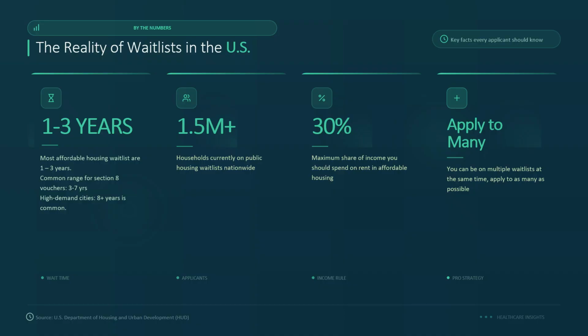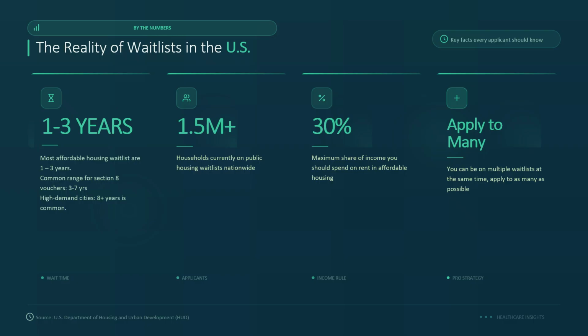I want to set realistic expectations because this slide has some numbers that can feel discouraging at first, but knowing them actually helps you make better decisions. Most affordable housing programs have wait times between 1 and 3 years, and Section 8 vouchers commonly fall in the 3 to 7 year range. In high demand cities like New York or Los Angeles, sometimes those wait times can exceed 8 years, and in some cases it can stretch even longer. Smaller cities and rural areas usually have shorter waits because demand is lower and turnover is higher.